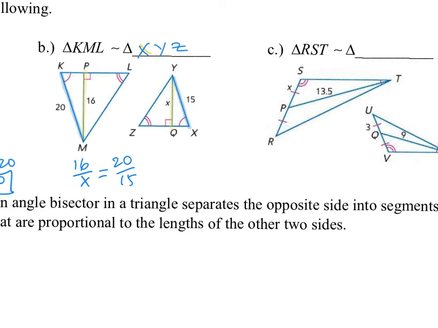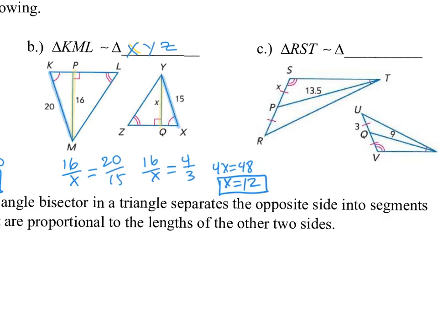Let's rewrite this proportion as 16 over x, and then I'm going to rewrite 20/15ths, since I have a common factor of 5, as 4/3. Now that you have smaller numbers to deal with, when we cross multiply, we get 4x is equal to 16 times 3, which is 48, and x is equal to 12. Since the directions just said to find x, we are done with part B. So let's move on to part C.